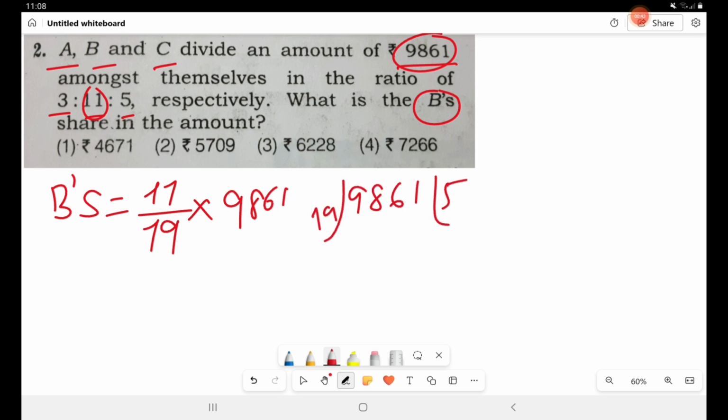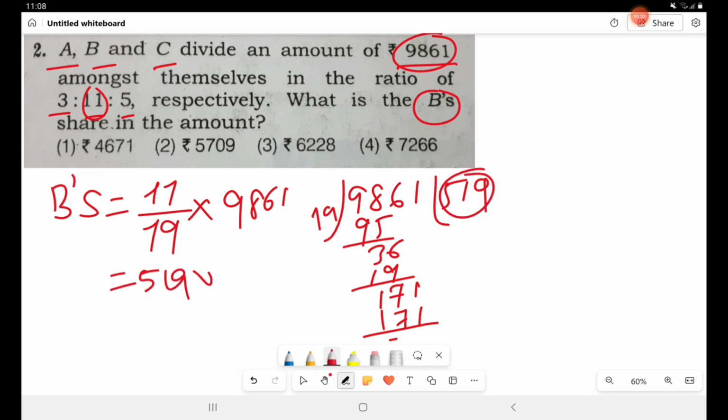So 19 5s are 95. Here take 6, here 19 1s are 19, here 7, take 1 again, here 9 9s are 81, 9 plus 8 is 17. So 519. So here 519 into 11, right? So let us multiply 519 into 11.